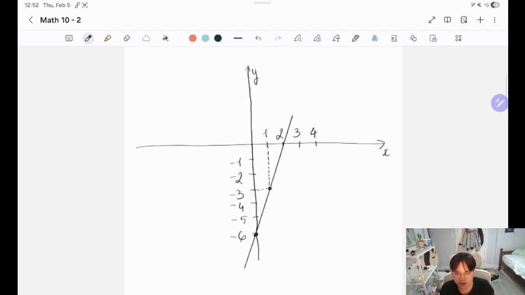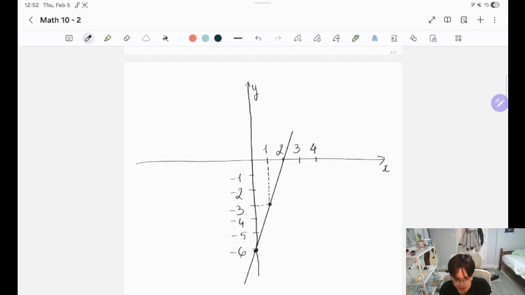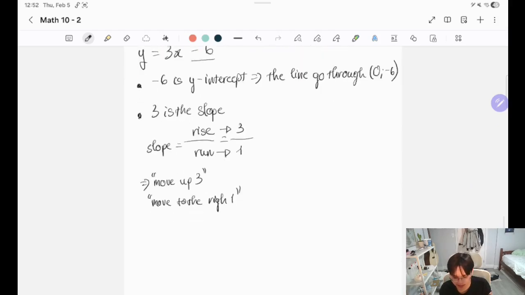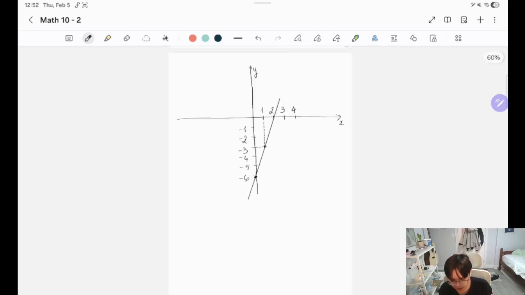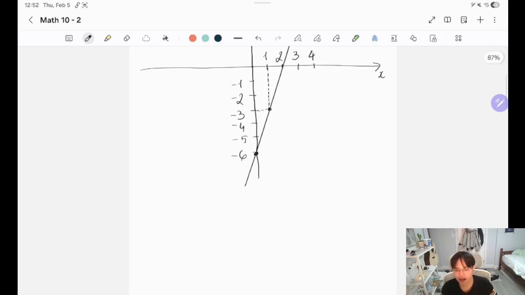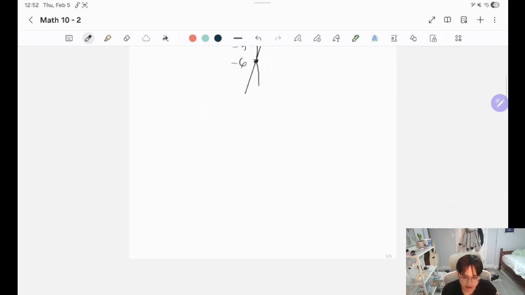Right, so this is the line of y equals 3x minus 6. Okay, and I just want to make a quick conclusion. How to graph? We just need to find 2 points that the line goes through and connect them together.